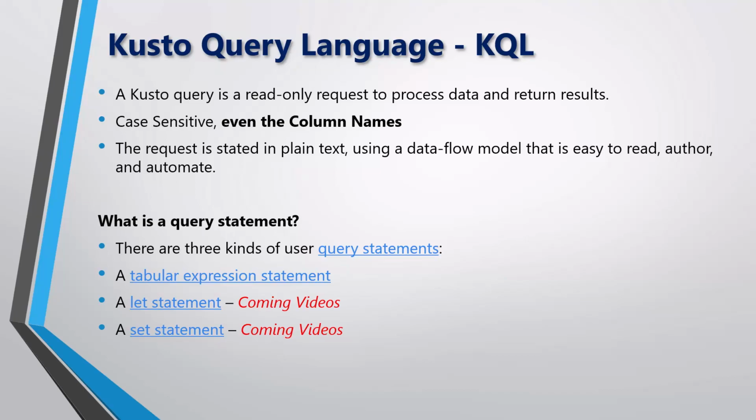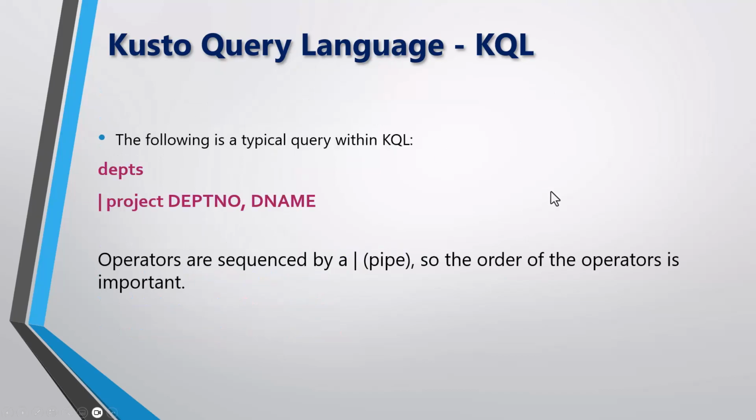Technically, there are three kinds of query statements, which are tabular, let, and set statements. But we are going to concentrate on the tabular expression statements within this video because it's an introductory video on how we could start using KQL to actually query the data within Azure Data Explorer. And we'll be, of course, covering the let and set statements in the coming videos. So before we actually see that, let's try understanding a typical query within KQL.